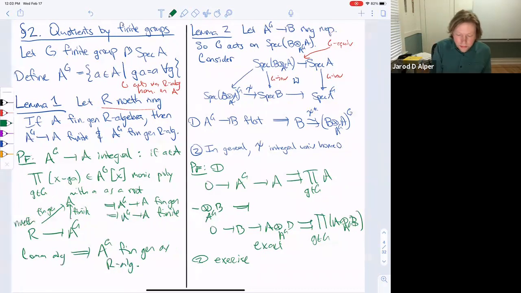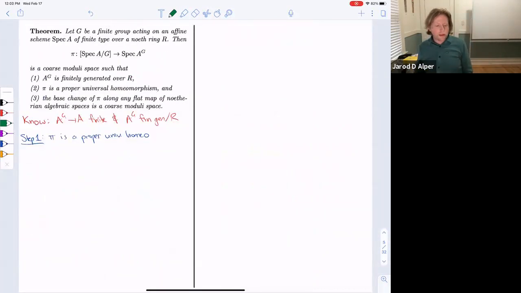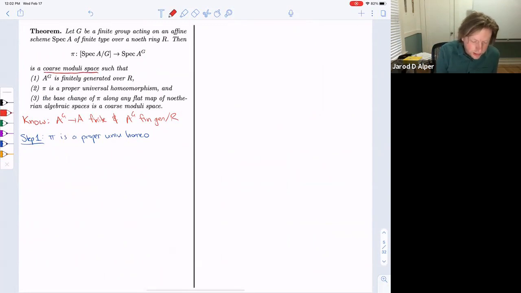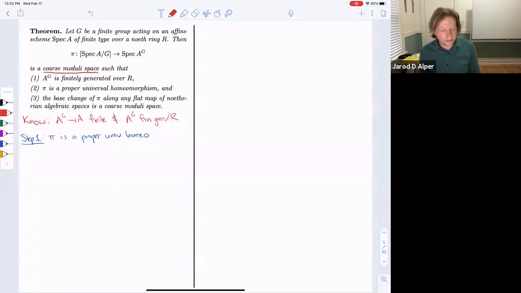Okay, so now we get to the special case. This is our theorem in the special case of a quotient of an affine by a finite group. We need to show that this morphism is a coarse moduli space, and that it satisfies these three other properties. What we already know is highlighted here in red: the inclusion from the invariants to the ring is a finite extension, and the invariant ring is finitely generated over R. So in other words, we already showed one. The challenge is showing that it's a coarse moduli space.